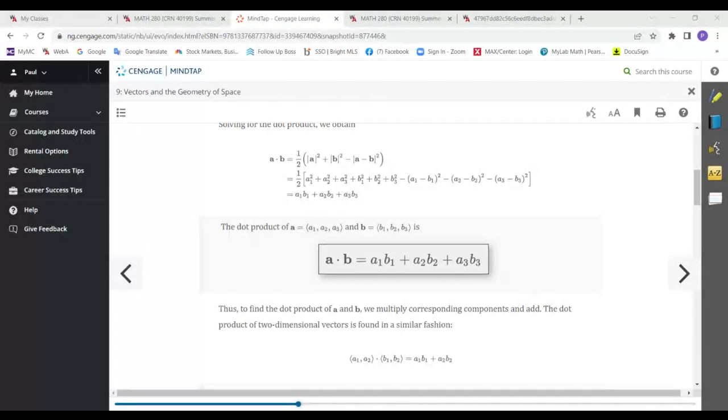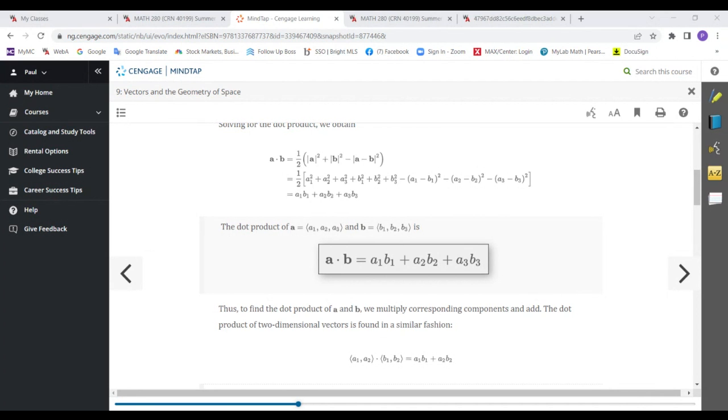They use actually the law of cosines to prove that if you want to find the dot product between two vectors, and in this case, they have vectors that are in three-dimensional space, but it would also apply for two-dimensional space, you can compute the dot product using this definition. Okay, and it's a very nice, handy definition. It's actually a result that they prove.